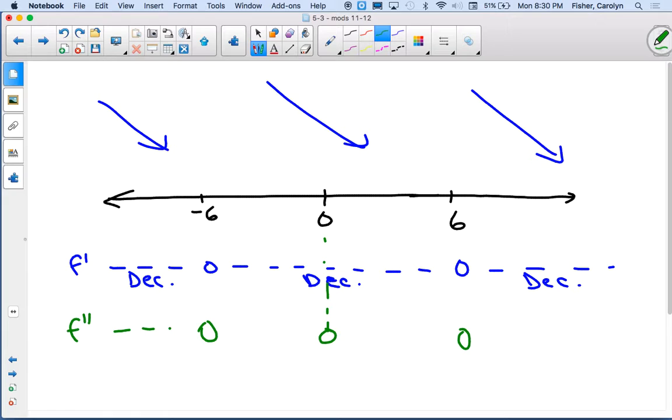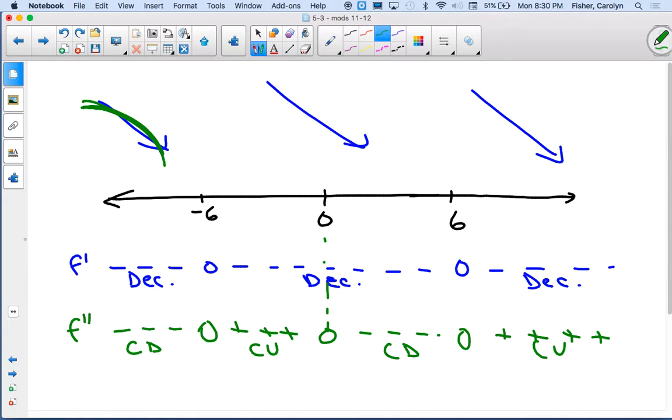So I've got negative, positive, and most importantly, that's telling me about my concavity. It's concave down, concave up, concave down, concave up. And if we start to put that together with what I have above, concave down, remember, is not going to hold water. Concave down is something like this. And concave up is going to be something like this.